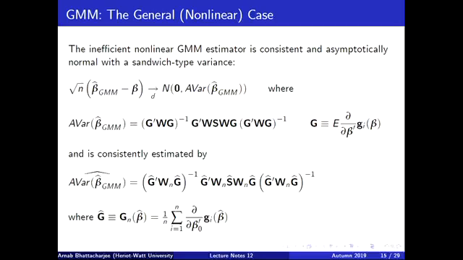Okay, so the inefficient nonlinear GMM estimator is consistent, asymptotically normal with a sandwich type estimator, right? And the asymptotic variance of that is this guy. Now everything is expressed in terms of this G that comes in, right? So G is a vector of first order derivatives. And that is simply estimated by substituting the estimators for these Gs. Okay.